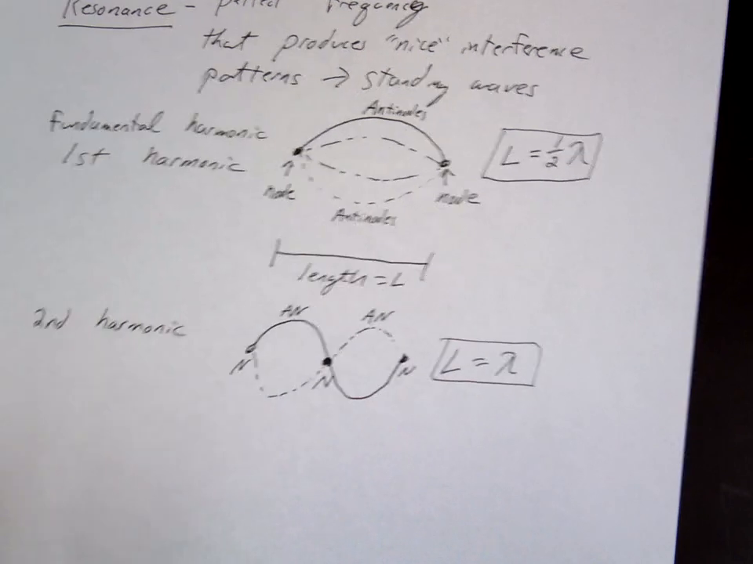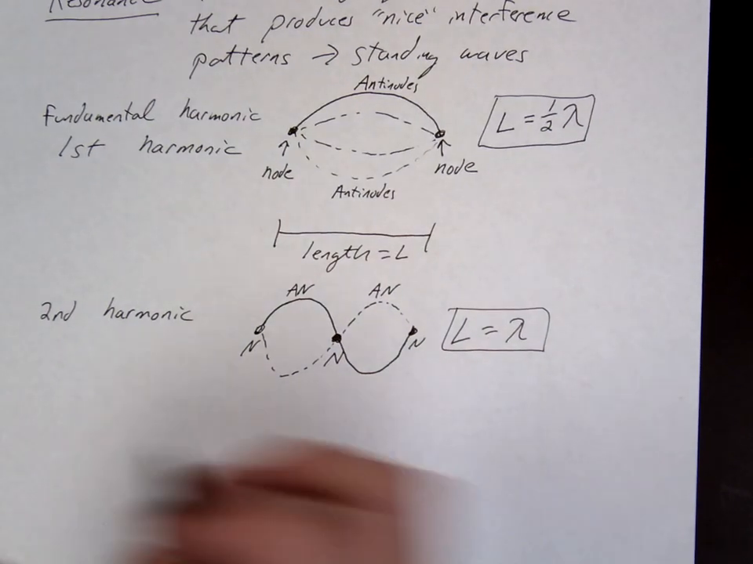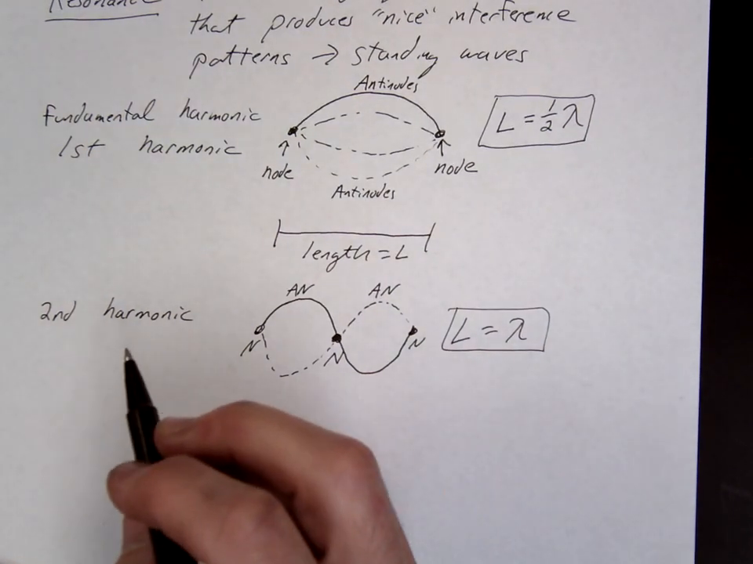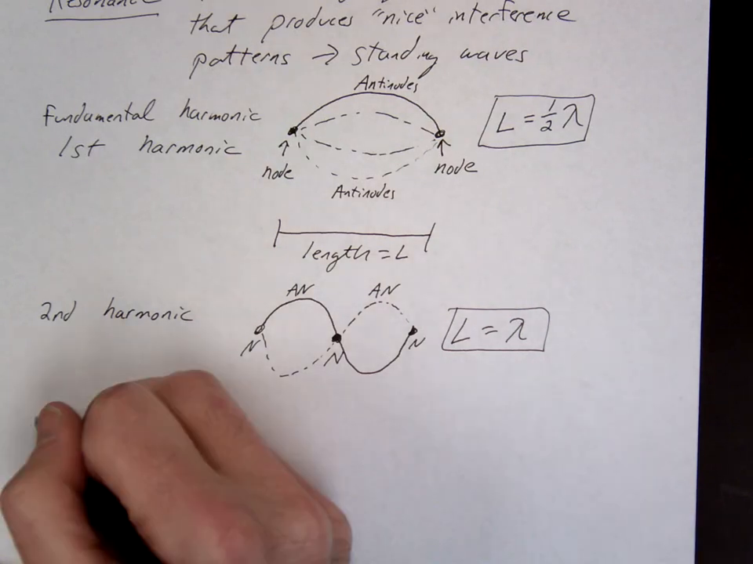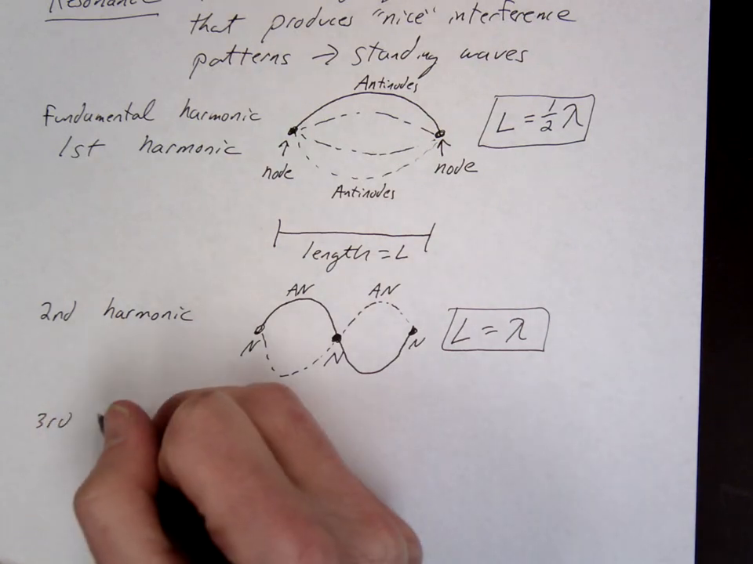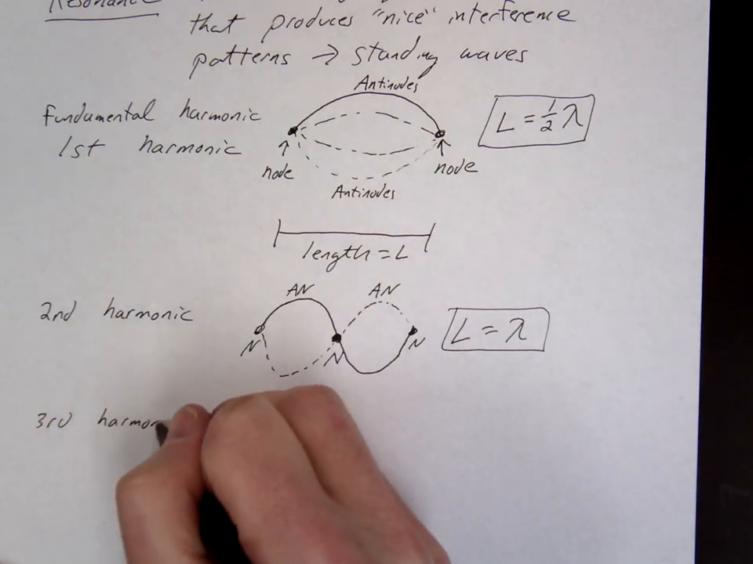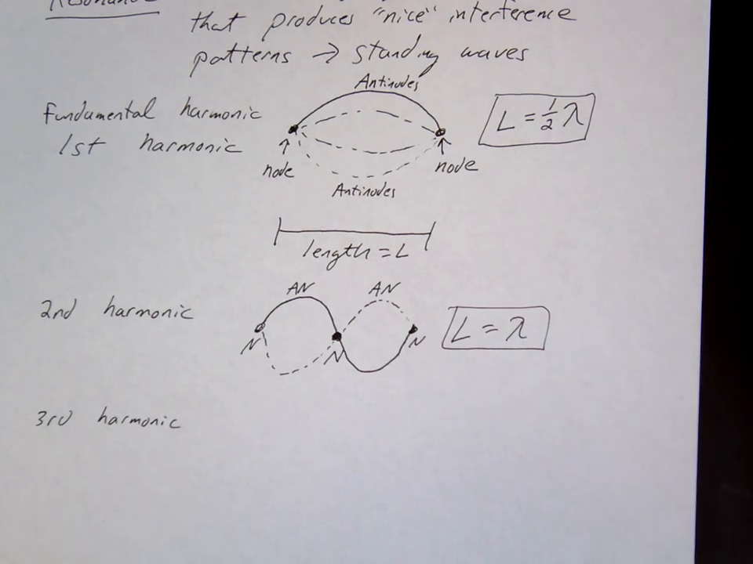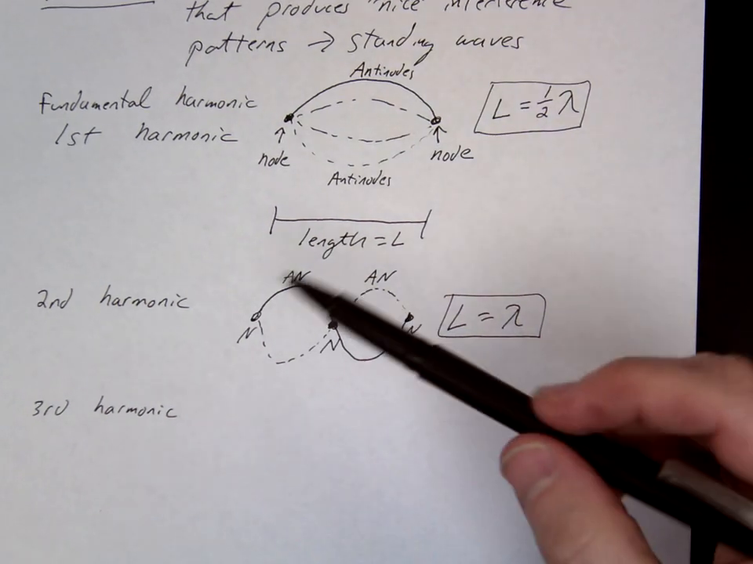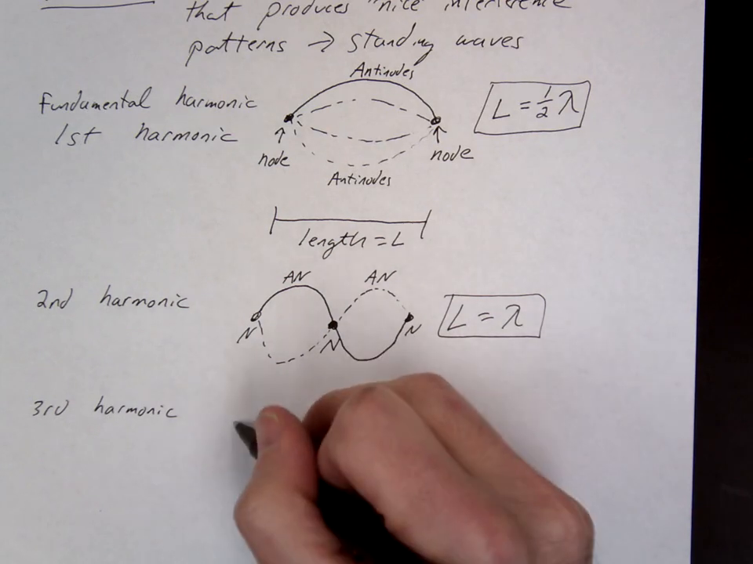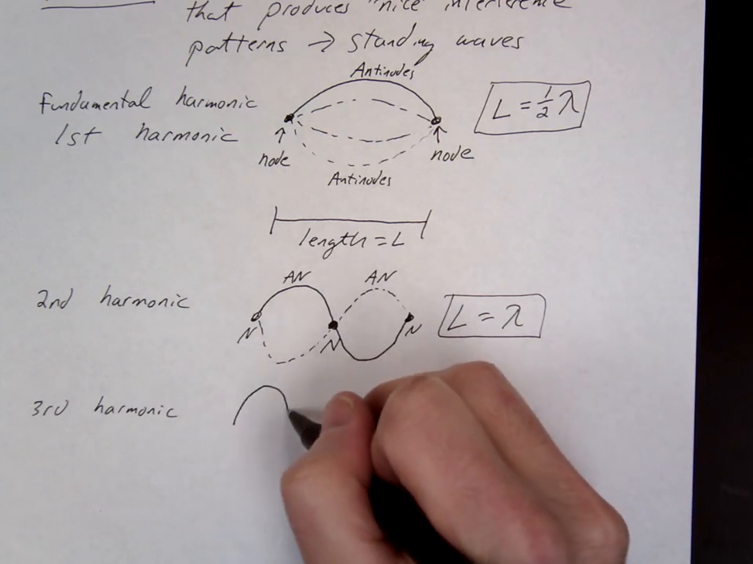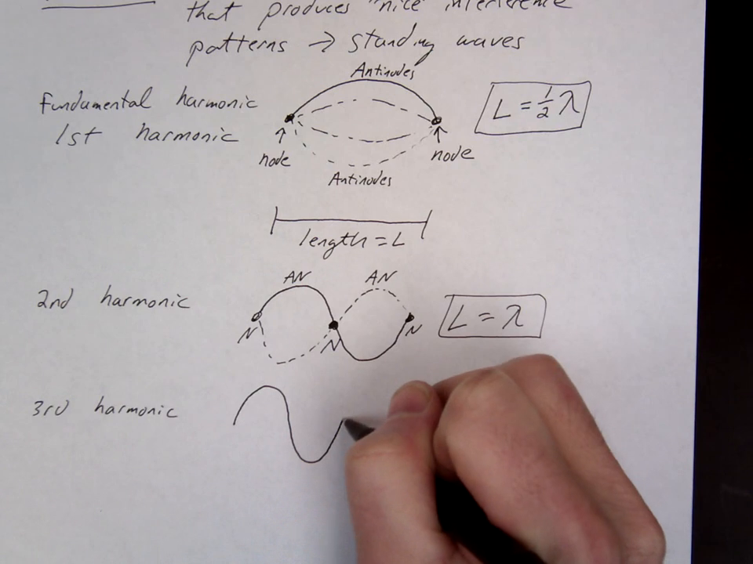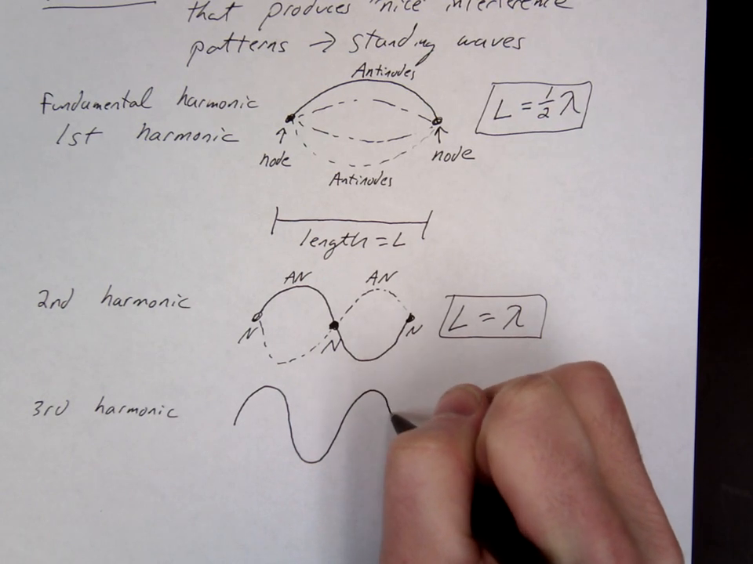Alright, let's do the third. Now you can have many harmonics. You can have 3, 4, 10, 50 harmonics. Okay, we're just going to do 4. I'll do 4 for your notes, but you should notice some patterns that happen, and you should be able to figure out the various harmonics on your own. Remember the length of the string is the same. As you move up in harmonics, you're just going to add a node and add an antinode.